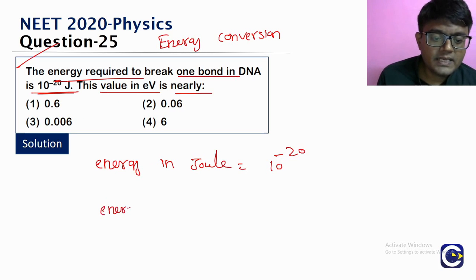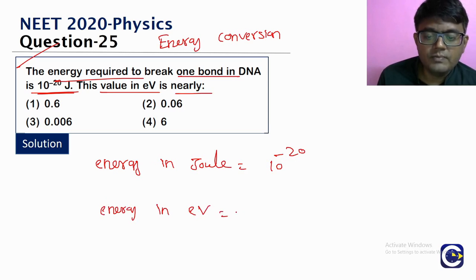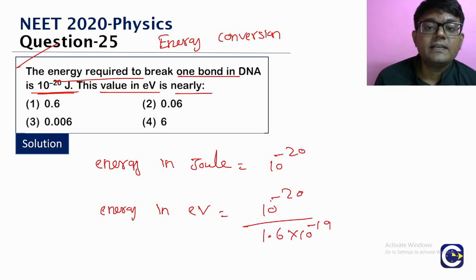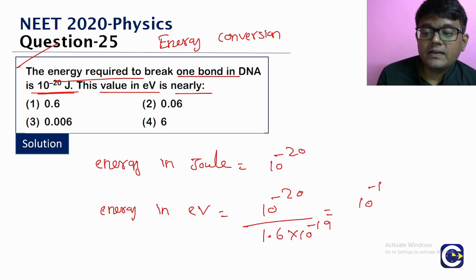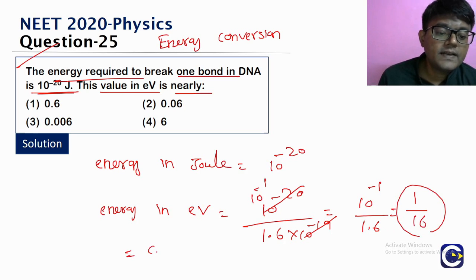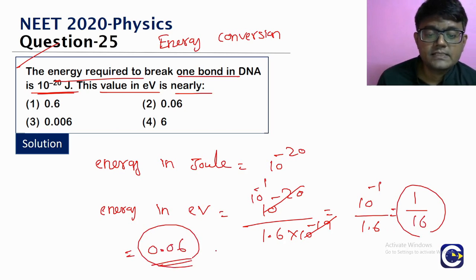So remember, energy in electron volt will be energy in joule divided by 1.6 into 10 power minus 19. That's it. So 10 power minus 1 will remain in the numerator, by 1.6. If you bring the 10 power minus 1, that means 1 by 10, so you get a 10 in the denominator. So 1 by 16. What is 1 by 16? It will be approximately 0.06.